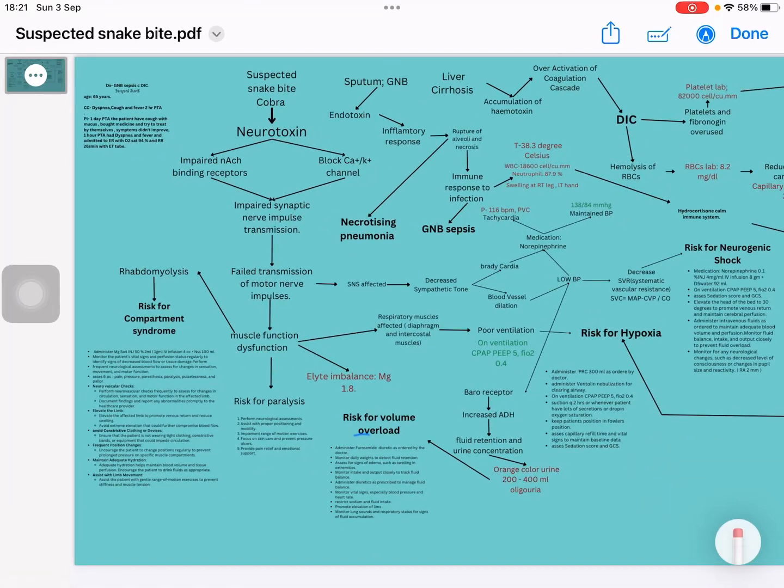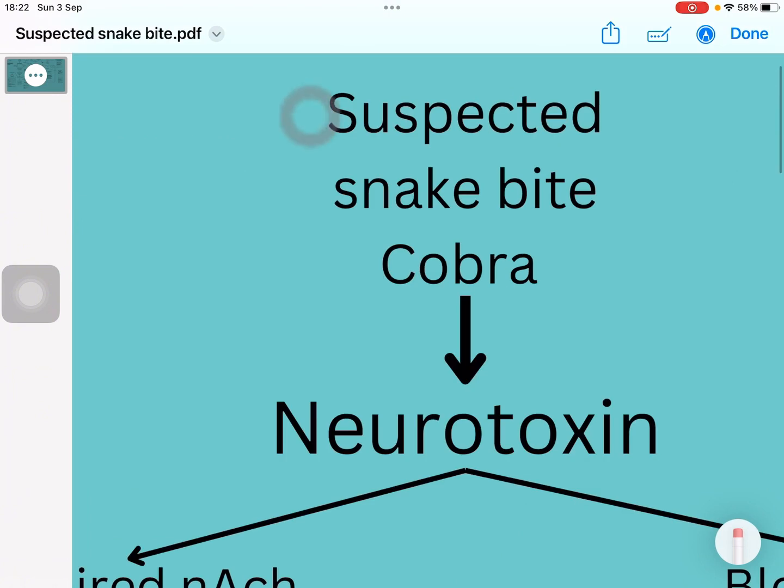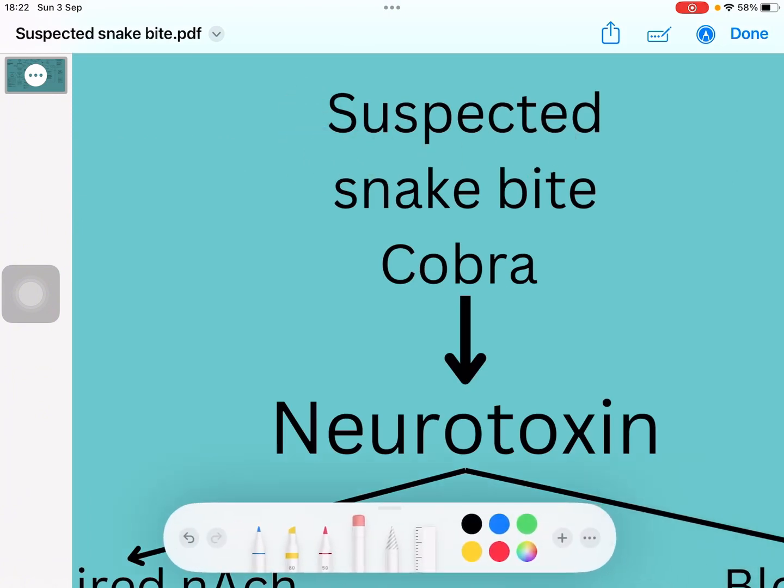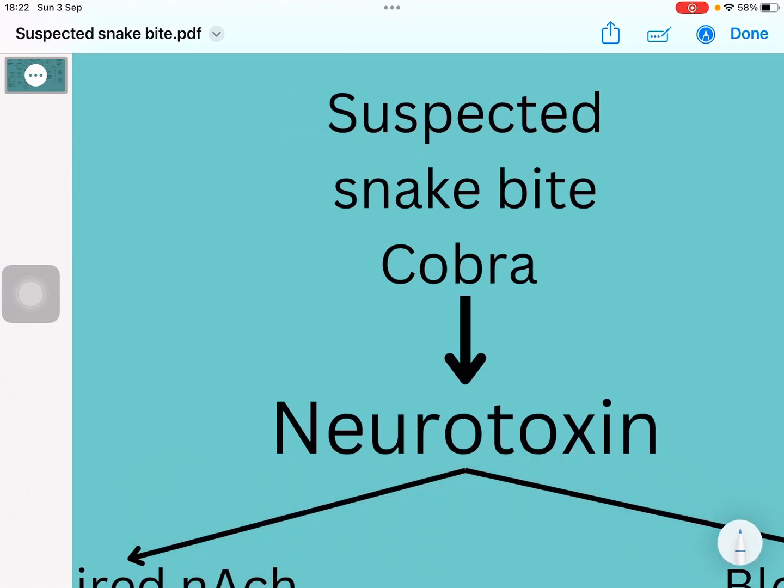Hello everyone, today I'm going to explain the pathophysiology of my patient, the snake bite. The suspected snake was a cobra.